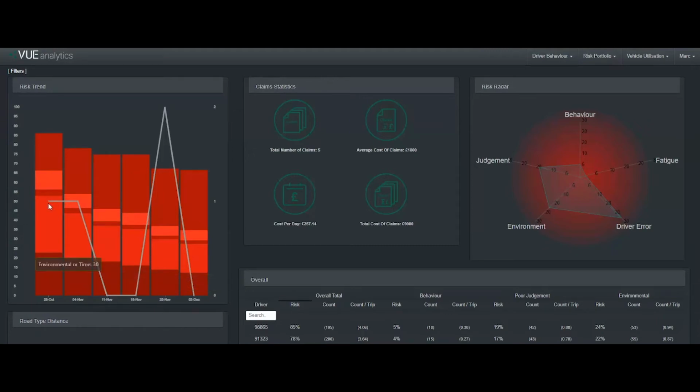The grey line is the number of claims that we have in that same period of time. Ideally, we want to be able to see the number of risk factors reducing and obviously the number of claims reducing as well. In this area, we have claims information, so how many claims we've had, what the total cost of those claims is, and the average cost of those claims. And on the top right-hand side of the dashboard, we have a radar diagram that demonstrates which behaviours and which risks are most applicable to this particular fleet. In this particular case, driver error and environment are the highest risks, behaviour and fatigue are the lowest risks.